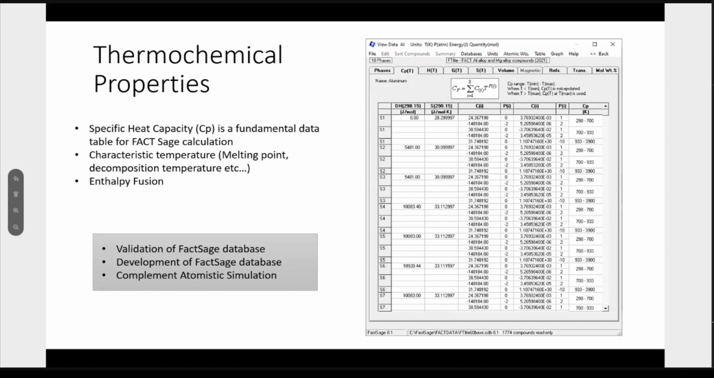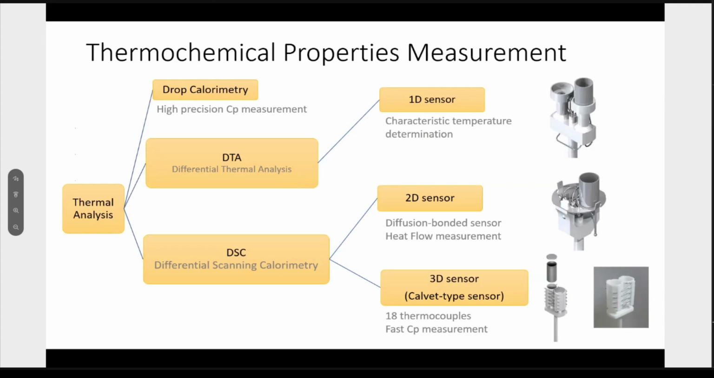validation of the database. So what we really want to do with these experimental things is, first, the validation of the FactSage database, second, development of the FactSage database, and third, to complement atomistic simulation. These three are the points that we want to do. We want to validate by experimental results.